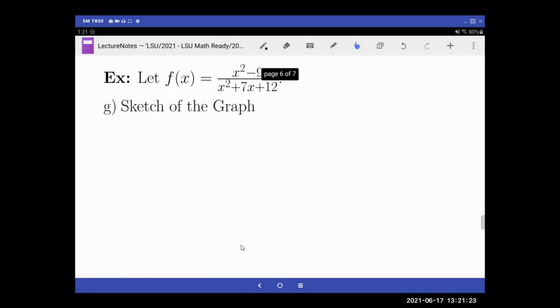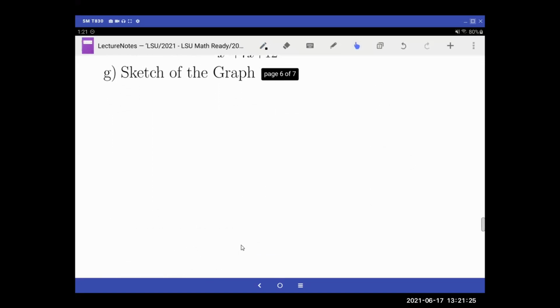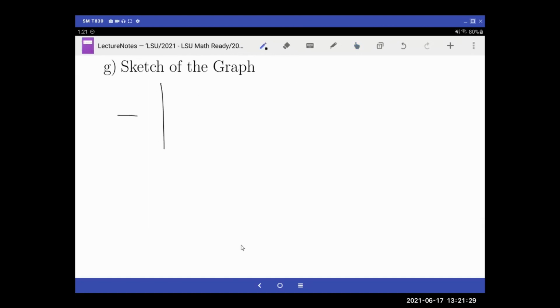Now that I know where the asymptotes are and I know where the intercepts are, I can sketch the graph. Remember, we talked about this last week. You do want to have a base idea of what each looks like. So here's the generic rational function, and we know that that looks like this. You want to memorize that, because just knowing that will help you to sketch the graph.